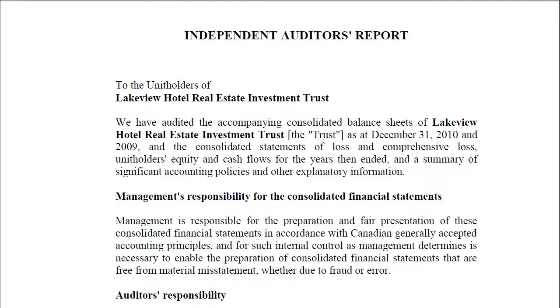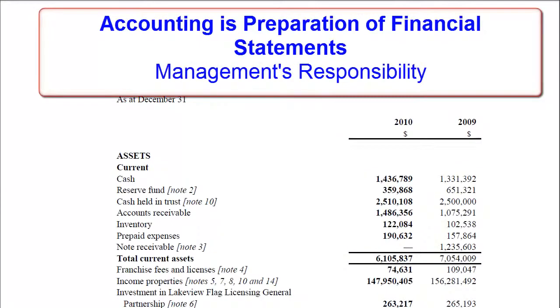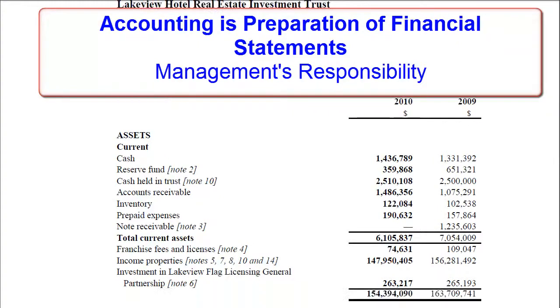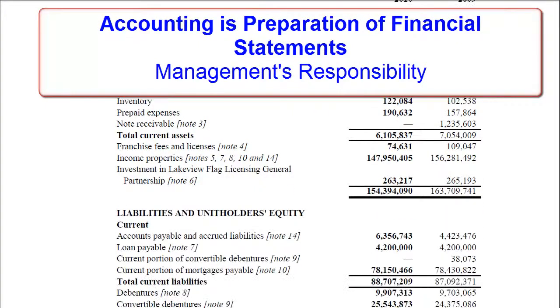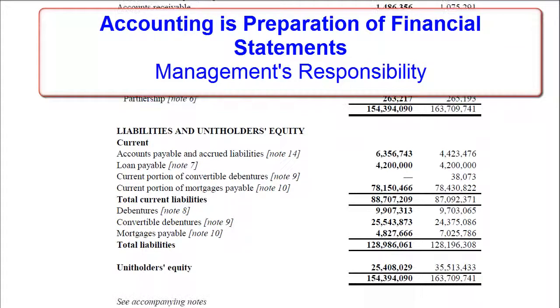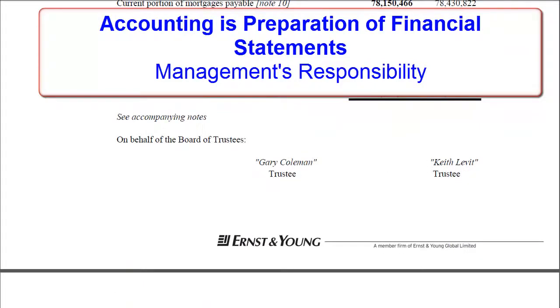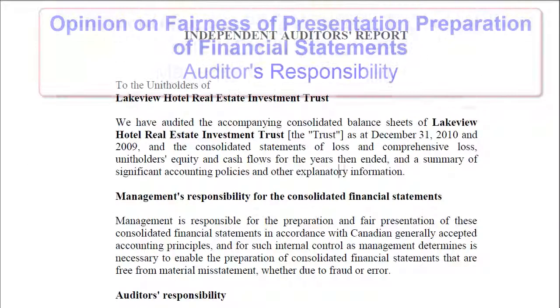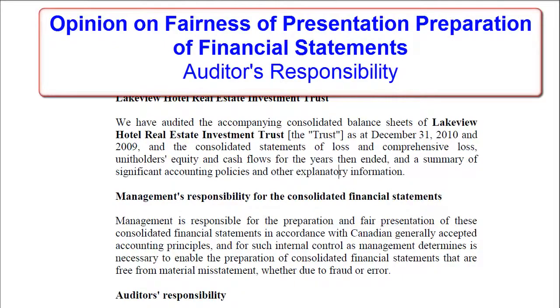Well, make sure you keep the distinction between the auditing and the accounting straight in your mind. Accounting is record keeping. It's the preparation of financial statements. It's the selection of accounting policies. And it's a management responsibility. Auditors are also called professional accountants, but only in rare circumstances do they actually do accounting. Their role is to check that the accounting was done right by management.